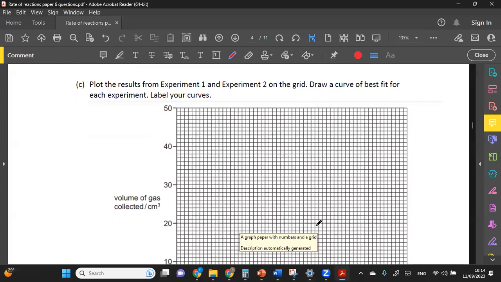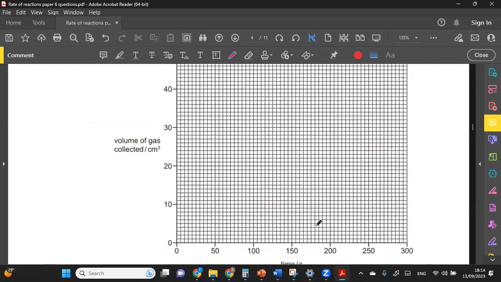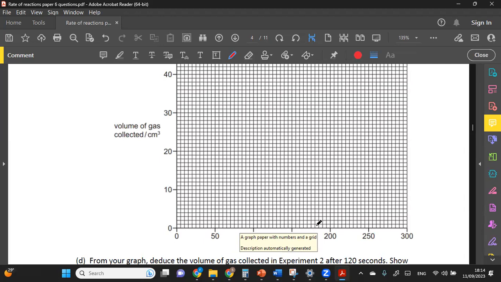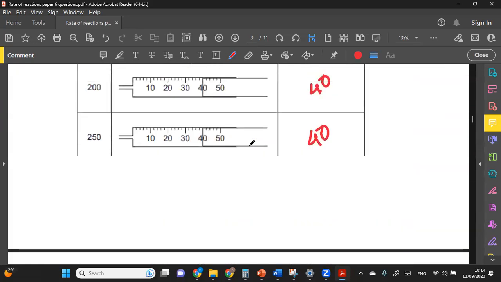Now let's see. Plot the results from experiment number 1 and experiment number 2 on the grid. Draw a curve of best fit for each experiment. Label your curve. On this topic, especially rate of reactions, a lot of the questions deal with drawing graphs. They pretty much always try to give one question in paper 6 about graphs. It doesn't have to be from rate of reaction, but they do in the majority of papers. So you have to be really good at drawing your graphs.